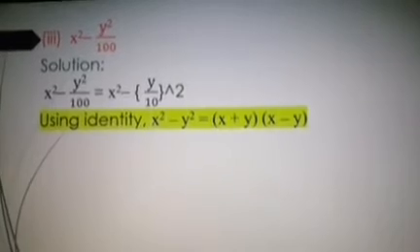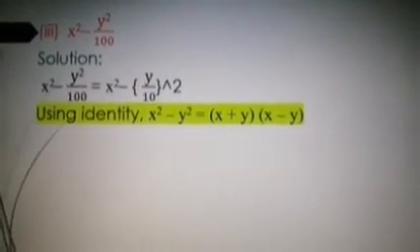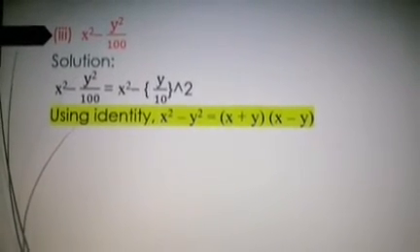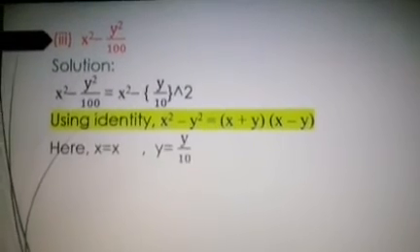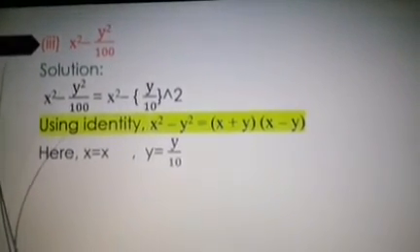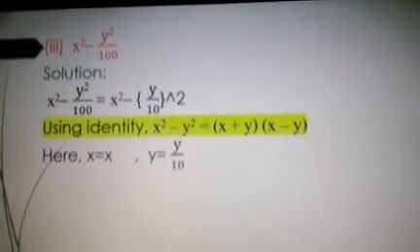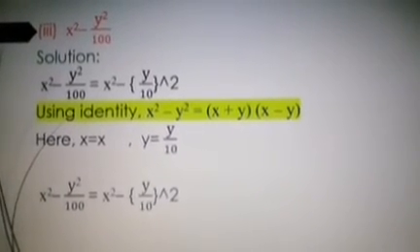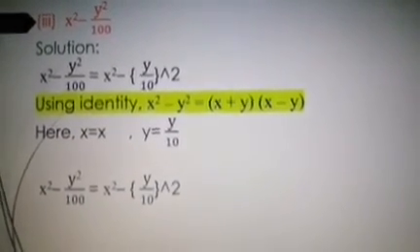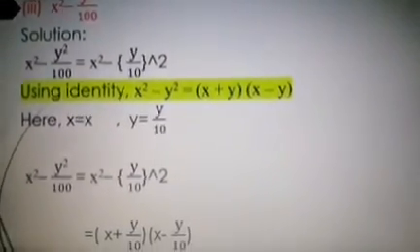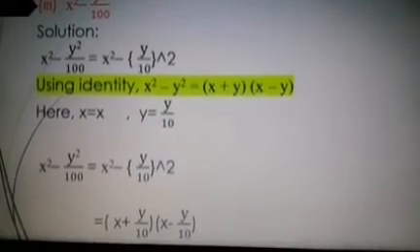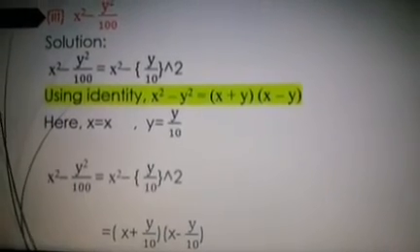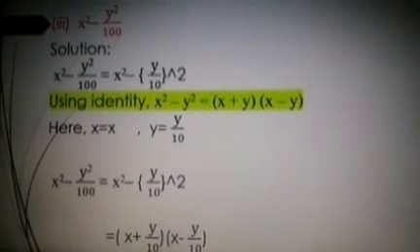Now, as I already told you, I'm going to use the identity x square minus y square, which is equal to x plus y into x minus y. When you compare with the identity, the value of x is x itself and the value of y is y by 10. So according to the identity, it should be x plus y into x minus y, where x is x itself and y is y by 10. So what you get is nothing but x plus y by 10 into x minus y by 10. Thus you have factorized the given expression with the help of a suitable identity.